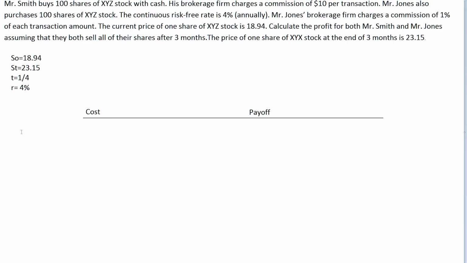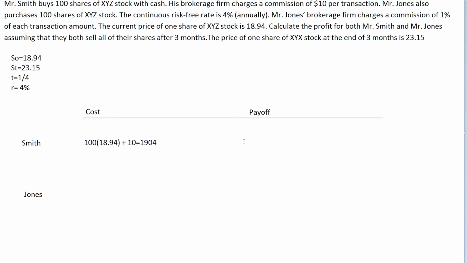So to solve this, it's pretty simple. We just get our cost and payoff diagram down here. I'm going to label Smith here, and then Jones. So for our cost for Mr. Smith, he purchased 100 shares of stock at $18.94 each, and then the brokerage firm charges an extra $10 for each transaction, and this totals $1904.